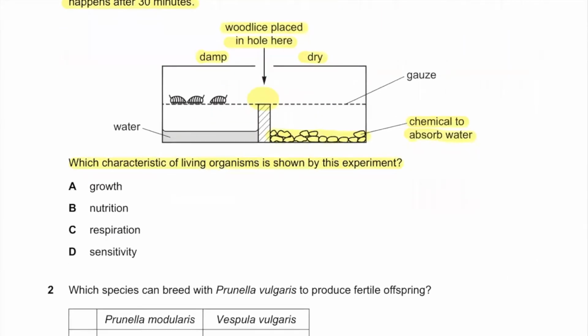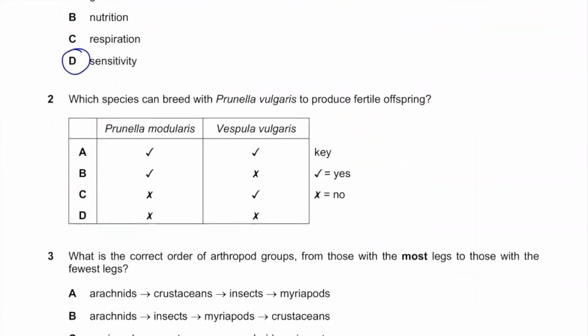So the wood lice love to stay in a damp place. So it senses that particular dampness, and what it does is move in that particular direction. So what we are looking at in this particular portion here is sensitivity. So guys, D will be the correct answer.